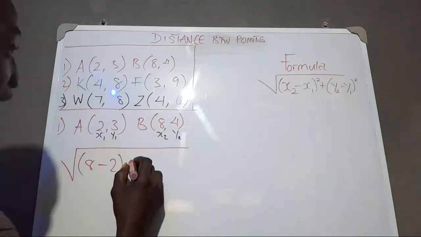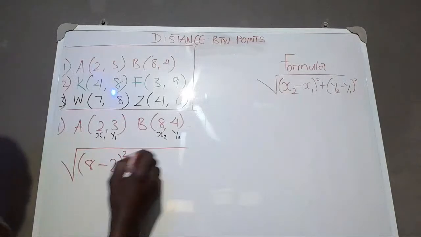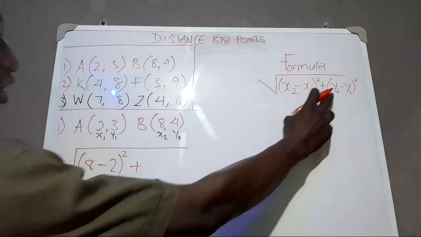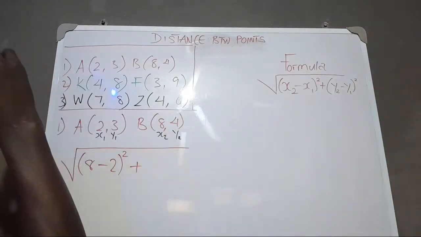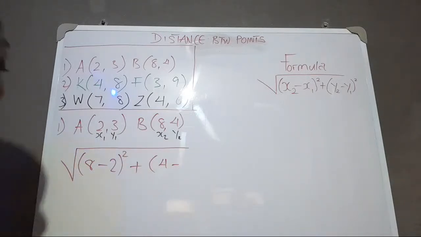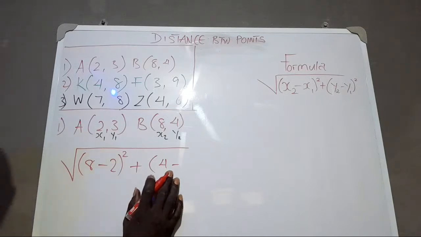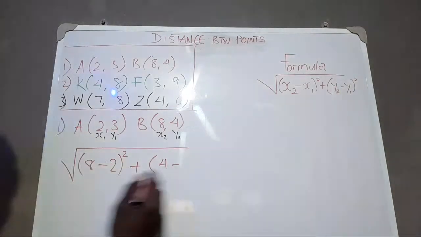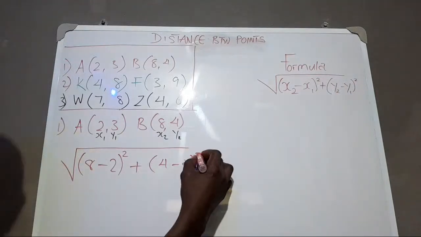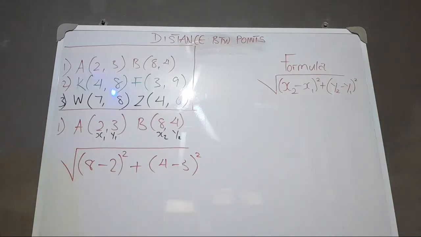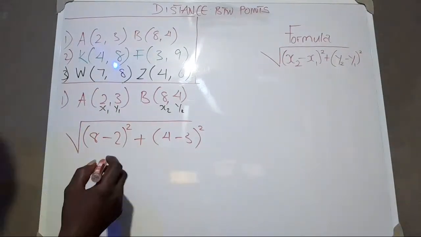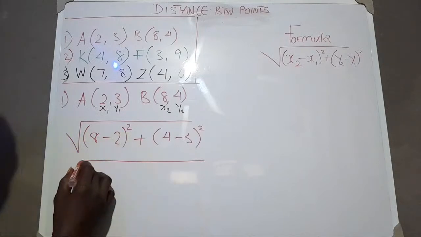So we have our plus sign. Let's not forget our root, square root. Put it here. Then we have our plus sign. This is our y2, which is already here. We open the bracket. Our y2 is 4, and we have minus our y1, which happens to be 3. So let's not forget the square. I might need to adjust the camera a bit.